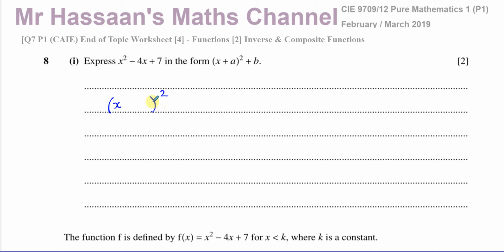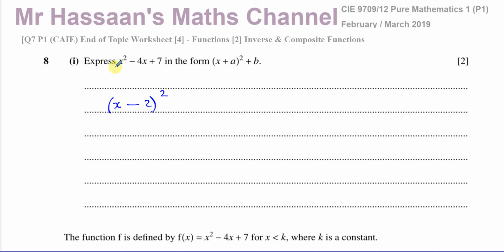Now, the other term inside the bracket is always going to be half of the coefficient of the x term in the expression, and have the same sign as it. So this is going to be minus 2. As we know, when we square a bracket, we square the first term, and then we multiply the two terms together and double the answer. So when you multiply these together, you get minus 2x, you double it, you get minus 4x.